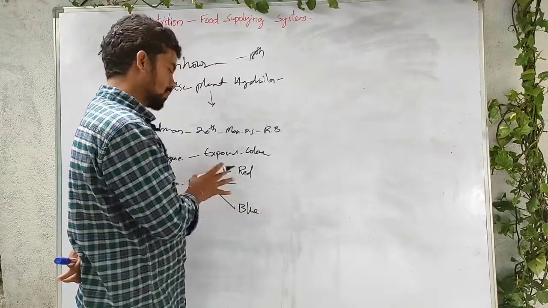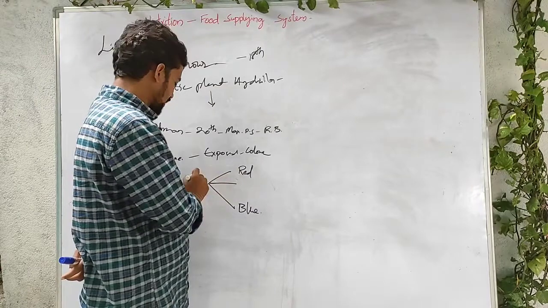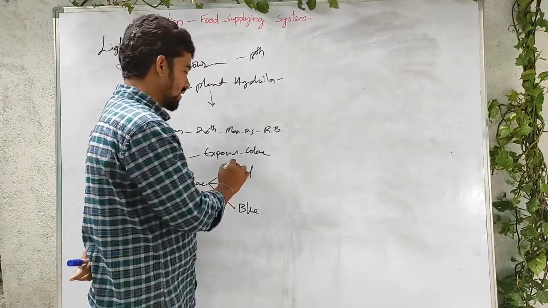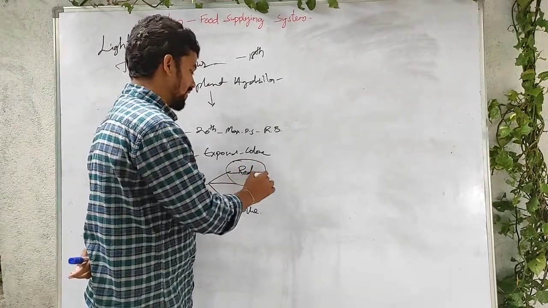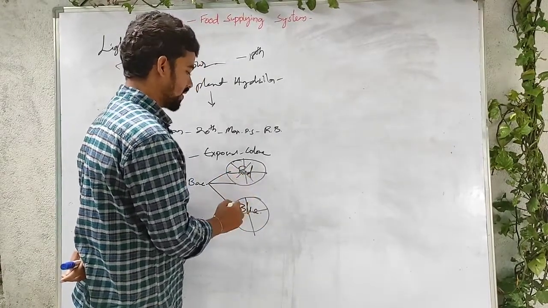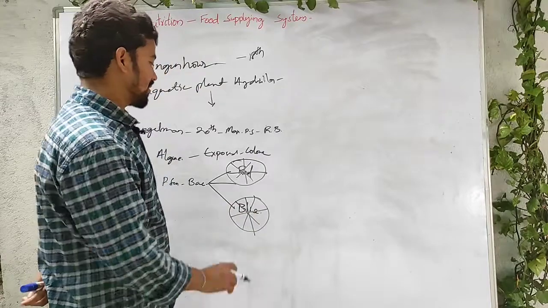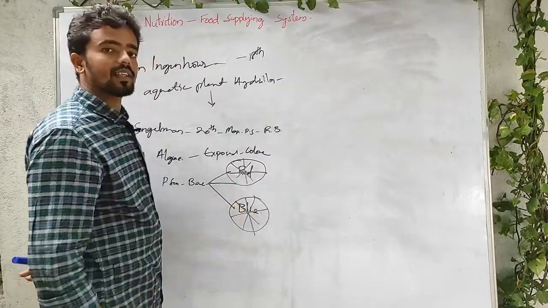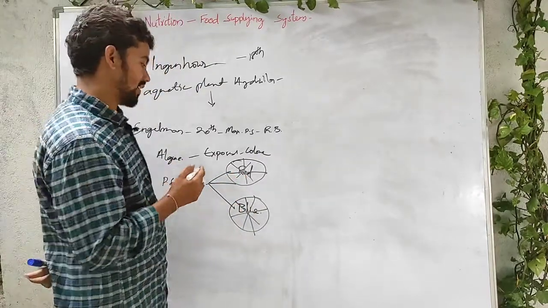So when he exposed these photosensitive bacteria to various colors, they crowded around red and blue light only. By this, he concluded that in the presence of red and blue light, the maximum rate of photosynthesis occurs.